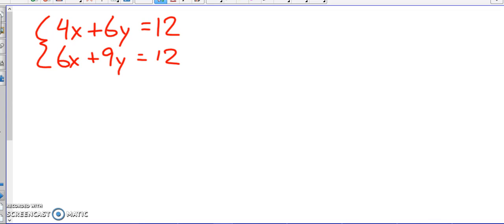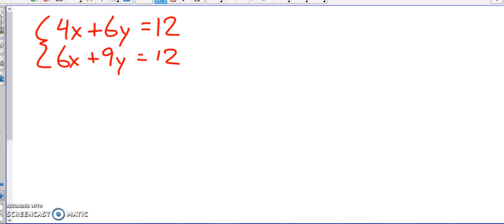Do you want to do elimination or substitution? All right, well, there's a mixture. I like elimination. We're going to do elimination. Now, which variable would you like to eliminate? Just pick one. Let's do x.